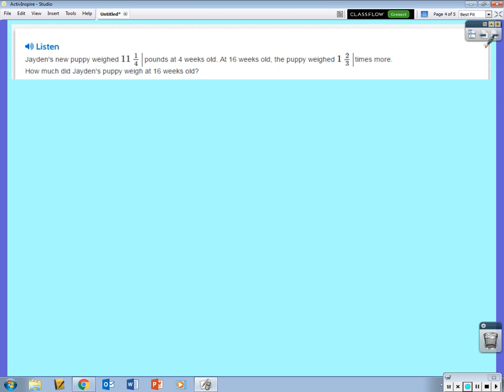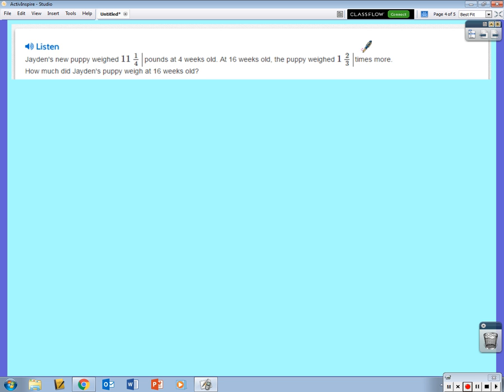Last one I'm going to do here. Jaden's new puppy weighed 11 1/4 pounds at 4 weeks old. At 16 weeks old, the puppy weighed 1 2/3 times more. The dog gained weight. How much did Jaden's puppy weigh at 16 weeks old?